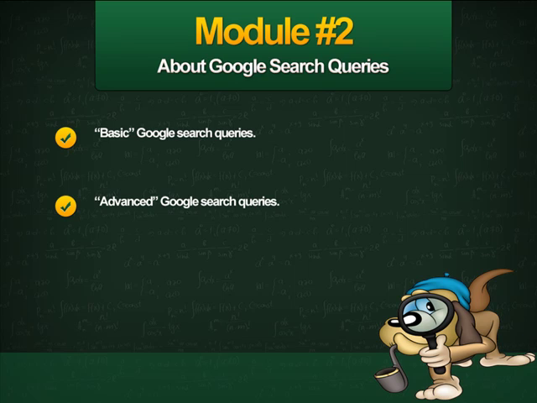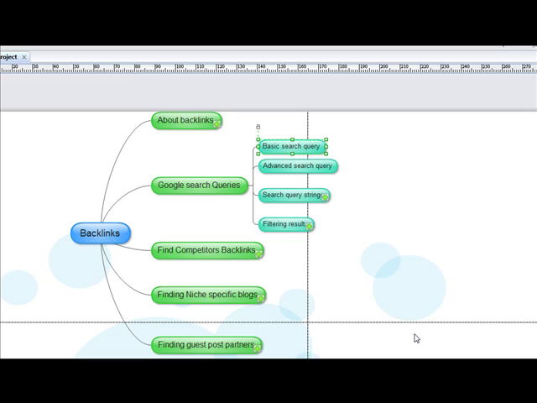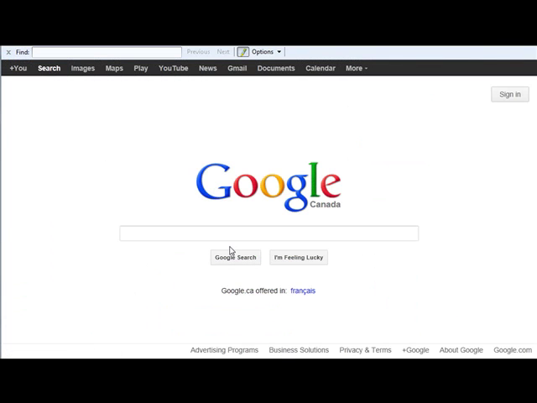Okay, Module 2 is going to be about Google search queries. We're going to start with the basic Google search query, and then we're going to move into the advanced Google search query and some options there. So first of all, when you go to Google and you type in your search term, most of us are going to use what, for this video, I'm going to call the basic search query. So let's just hop over to Google and have a look at that right now.